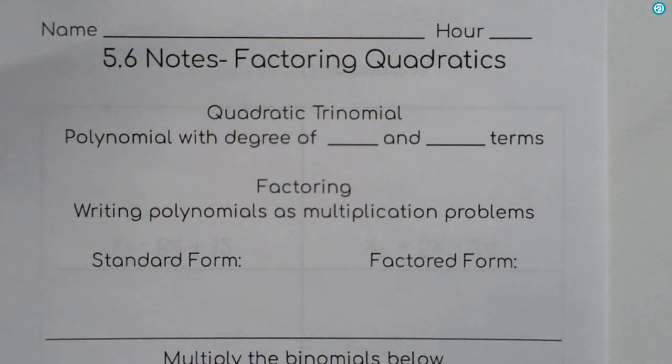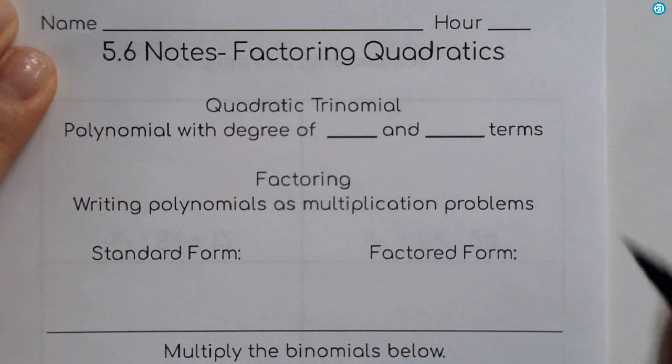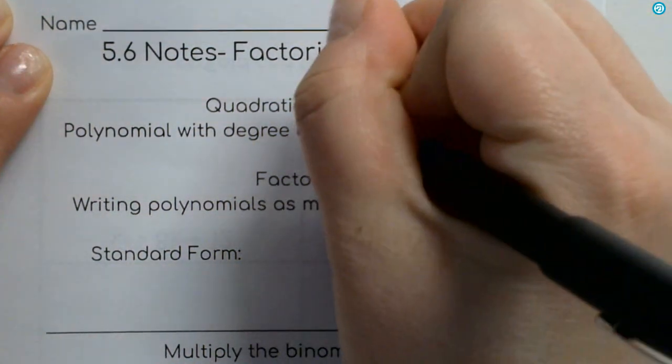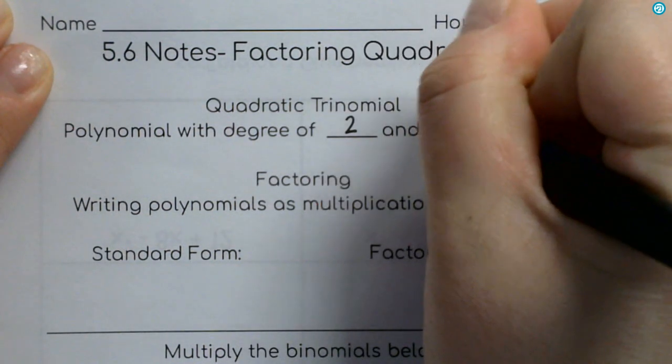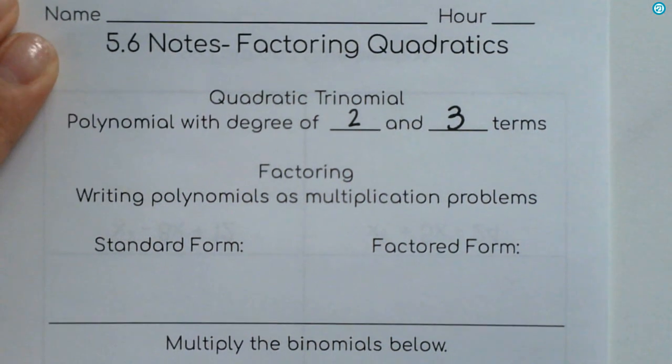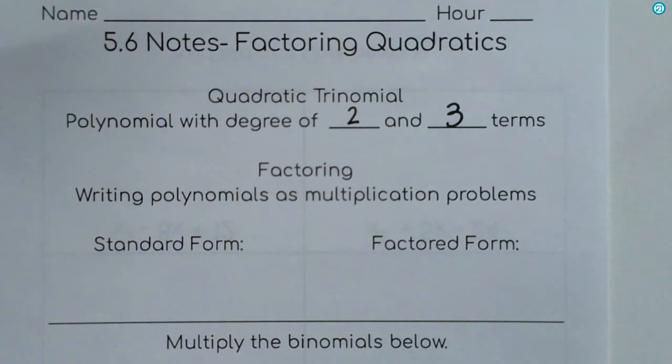We today are factoring quadratics. This is part 1. We will do part 2 next week. Today we are factoring quadratic trinomials, which have a degree of 2 and 3 terms. So quadratic means degree of 2. Trinomial means 3 terms.